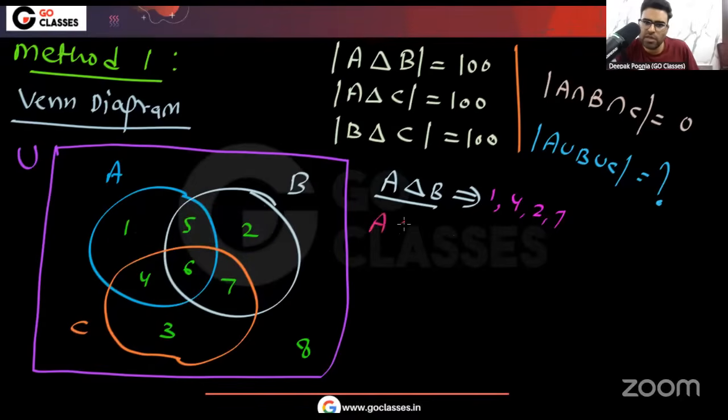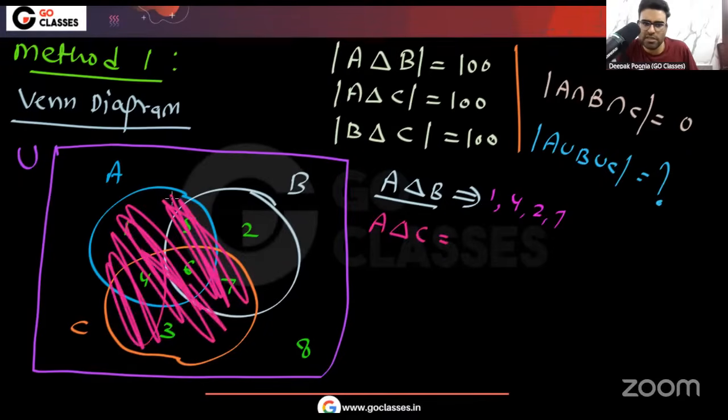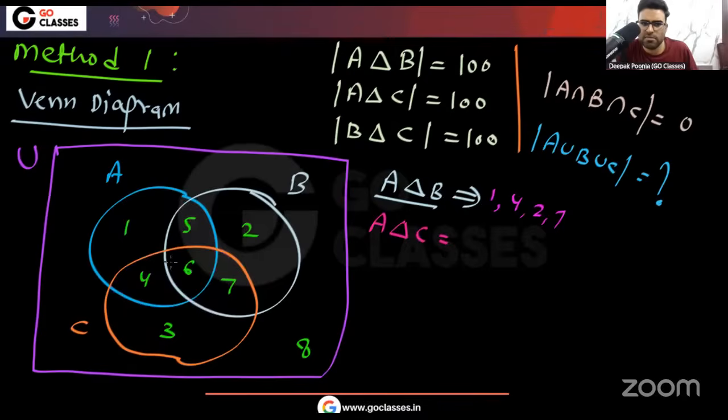What about A symmetric difference C? A symmetric difference C means from A union C, you remove the common area of A comma C. The common area of A comma C means 4 comma 6 you remove. So it will be 1, 5, 3, 7. What about B symmetric difference C? You can see that is 2, 5, 3, 4. Yes or no? That's it, I hope you understood this.